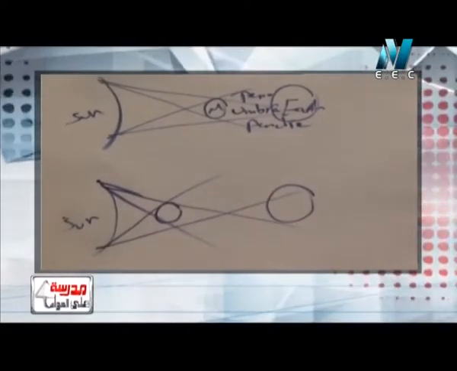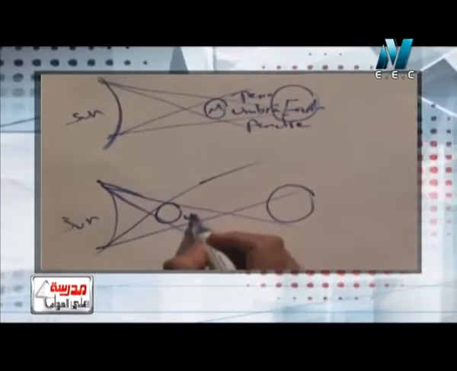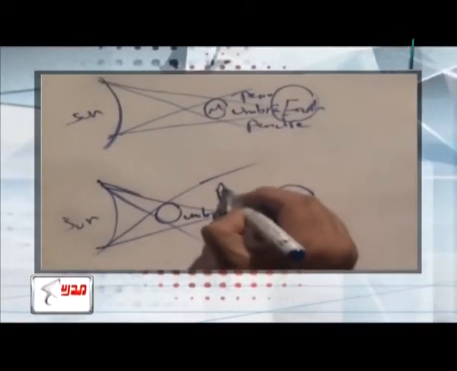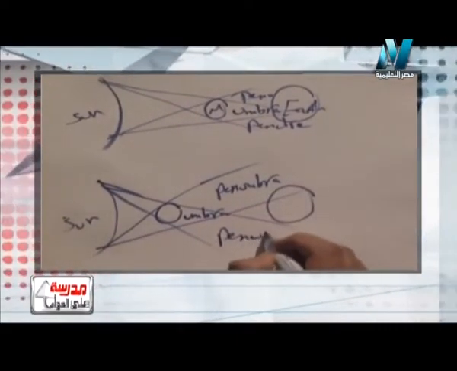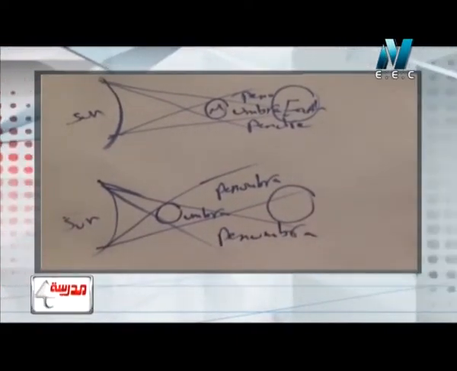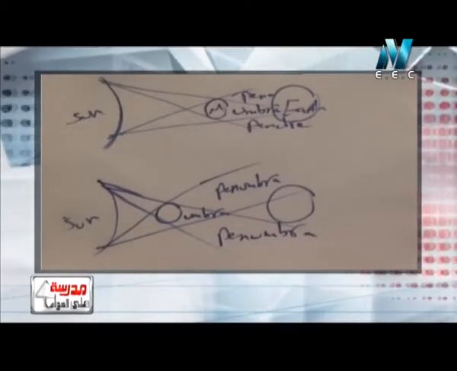Where is the umbra area? Here is the umbra area. And here is the penumbra. And also penumbra. But we will notice now a very interesting thing happened to the umbra.